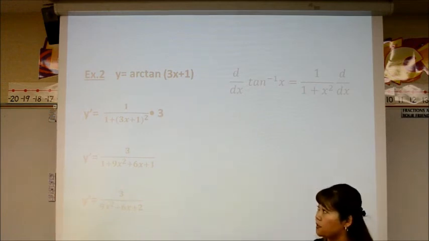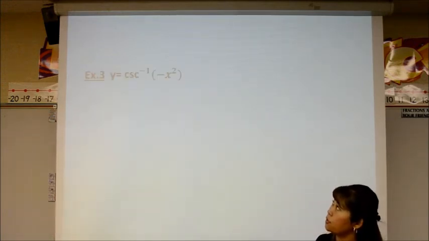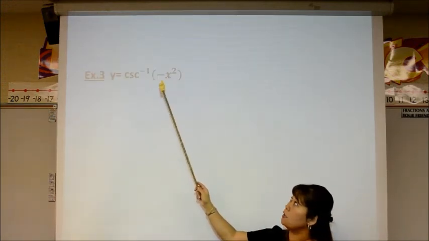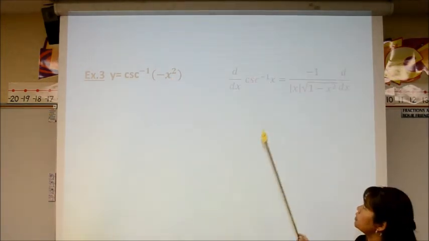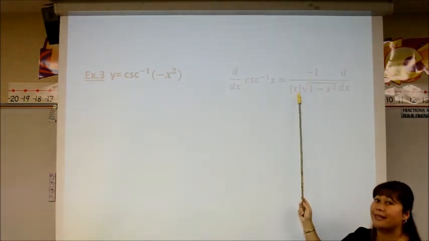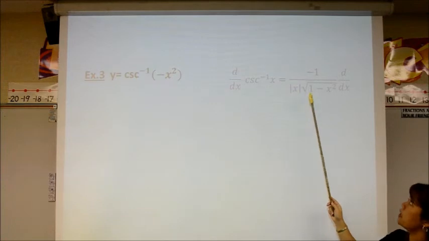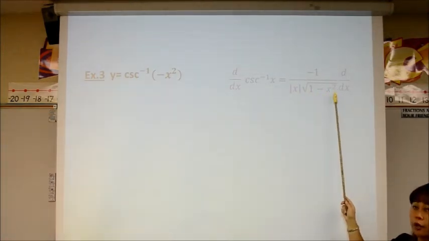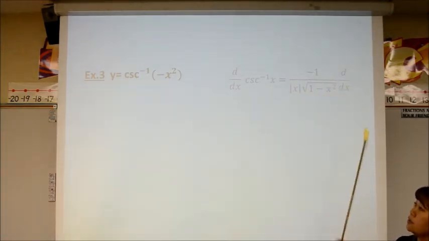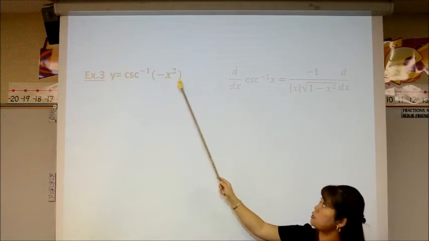Alright, let's try another example. Example number 3. This is now arc cosecant of -x squared. The formula is -1 divided by the absolute value of x, times the square root of 1 minus x squared, times the derivative of x. So let's go ahead and again put all of this into the x's.